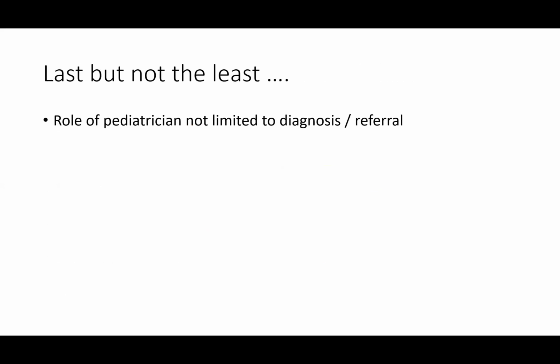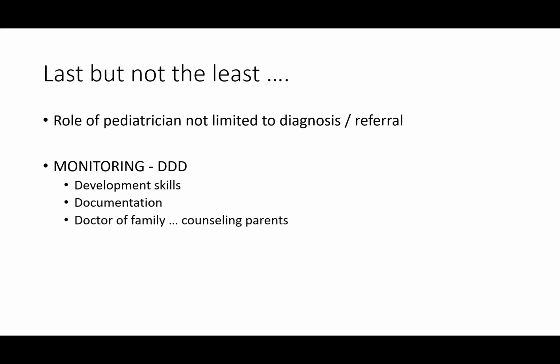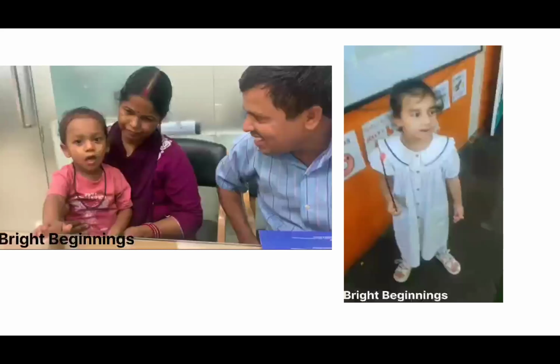And last but not the least, the role of the pediatrician is not limited to diagnosis or referral, but I would say it is DDD, which is monitoring: inform what you can monitor at your level. Maybe if you don't have knowledge about autism interventions, you can at least monitor the developmental skills of that child, which again covers holistic development. Start documenting what you are seeing in each visit. You are the doctor not only of the child, but also of the family, and counseling parents about what to expect. We mentioned the immediate things which we have to start on pre-verbal or verbal skills. All those things are also very important.